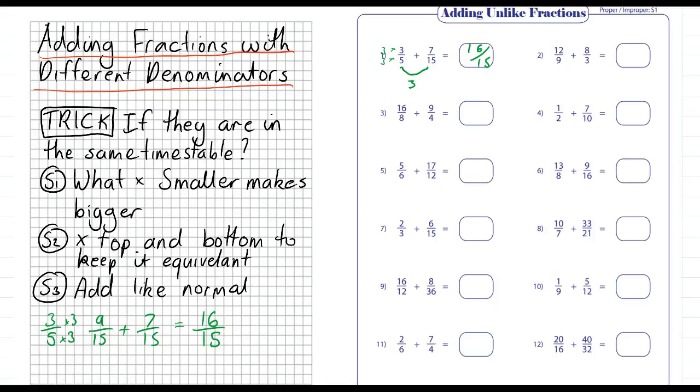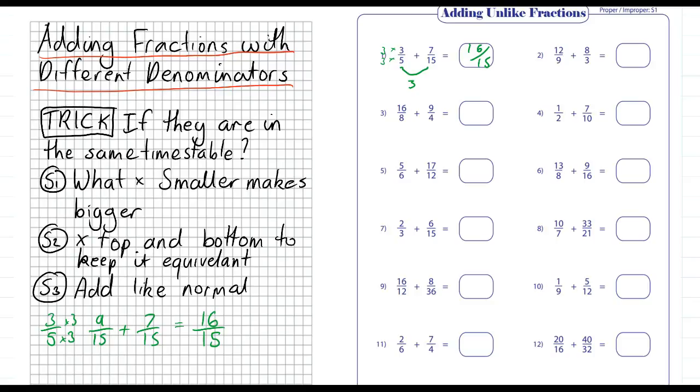And we're done. Okay, so just to sum up the steps, when you're adding fractions with different denominators, it helps to check if they're in the same times table. And if they are, work out what you need to times one by to get to the other. Do the same thing once you've got that number, times the top and bottom of the smaller one by that number to get it equivalent to the bigger denominator.